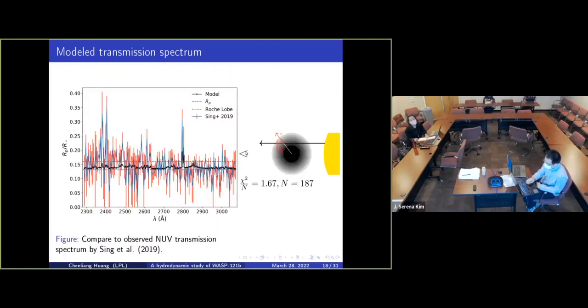Okay, then I'll compare the model with the Davidson near-UV transmission spectrum, from 2300 to 3000 angstrom-ish. We can convolve our model with the resolution of HST and then bin it into a 4 angstrom bin, just like what they did in the paper. And this is the black line and the dot is what we have.